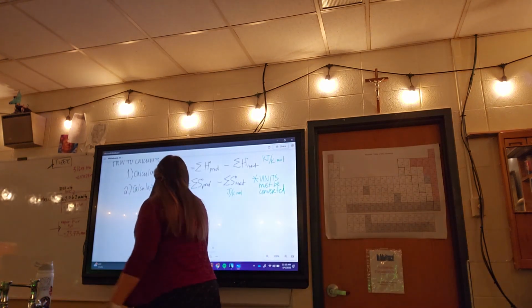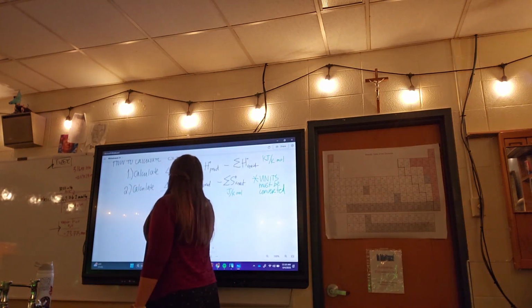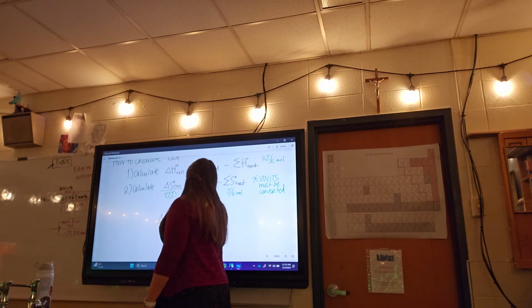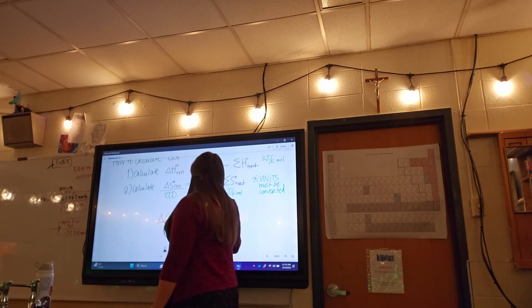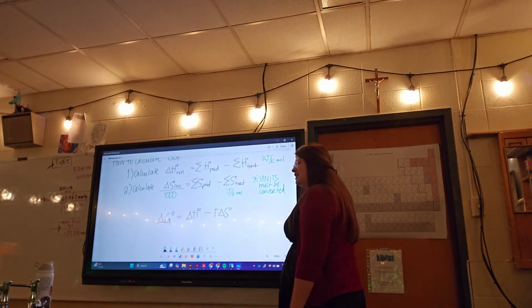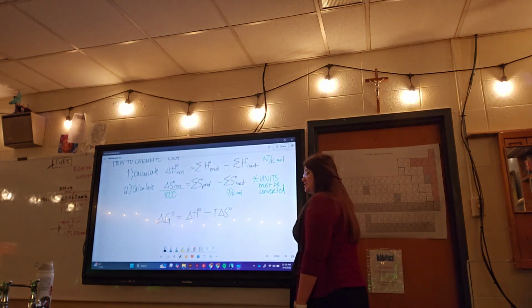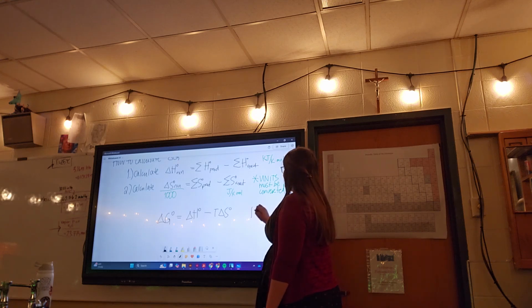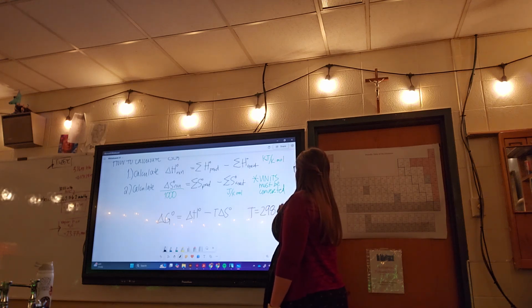And then you're just going to be able to calculate delta G then. You need to know the temperature that you're running your reaction at, but if you're using the standard conditions, it's always the same. T equals 298.